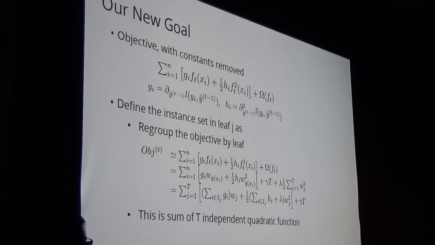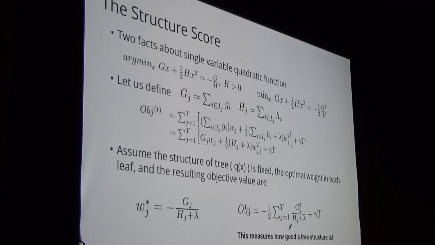In this step, we do a regrouping. Instead, we group all the instances by the index of the leaf they fall into, the indices that go to leaf 1 and the indices that go to leaf 2. And this sum basically becomes this sum, in the sense that I_j here is the set of indices that q of x classifies into leaf j. So if you regroup this formula, you find that it's actually a sum of T independent quadratic functions, where T is the number of leaves.